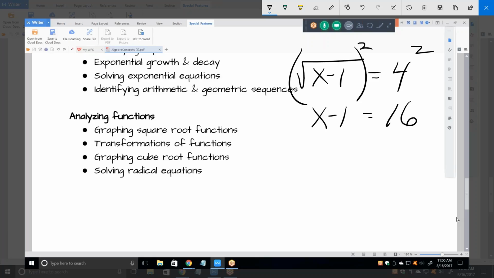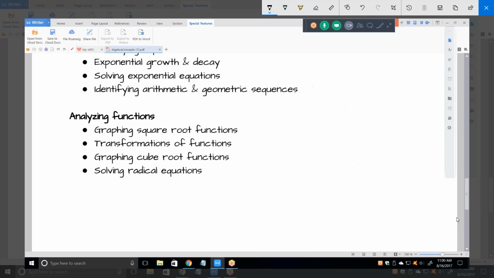In other words, now I got to finish solving the equation. So x then equals what? 17. There you go. Now I'm going to change it up just a bit. This time I'm going to do this. Solve that.